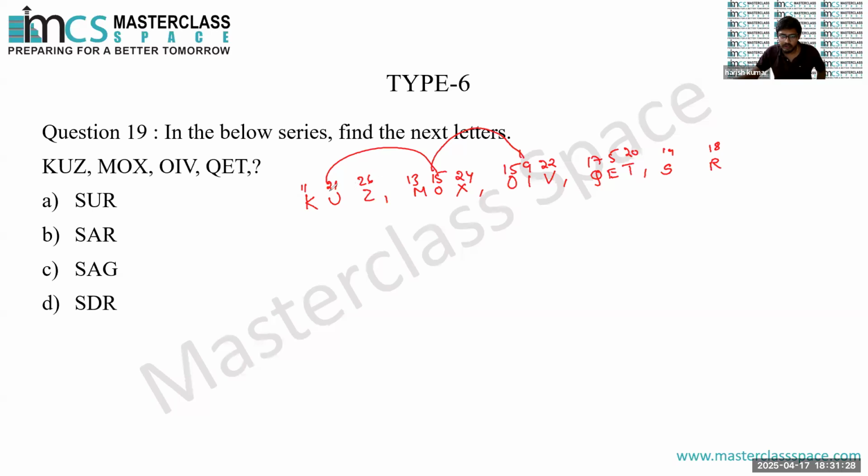Just a minute. 21 minus 6 is 15. 15 minus 6 is 9. 9 minus 4. Okay, wait a minute. Did we miss any logic here? SR, right? What was it supposed to be?